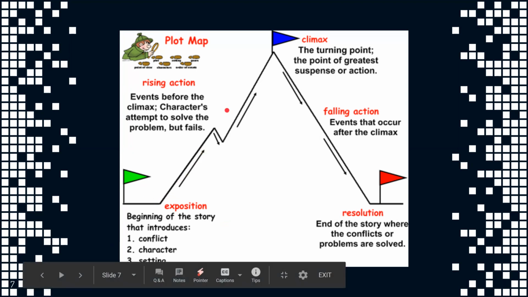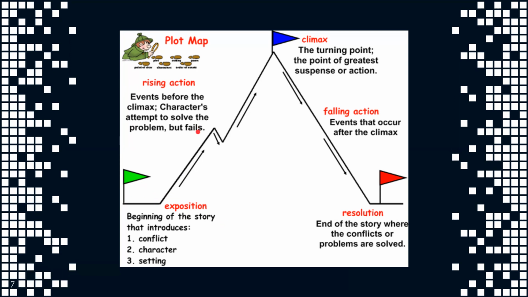Then we have the rising action, and we see how there's a little bump here. Sometimes some stories have more little bumps, but there are events that happen before the climax, and the characters are usually trying to solve the problems, but they fail. They usually have a pretty big struggle here where they're trying to get to the climax.